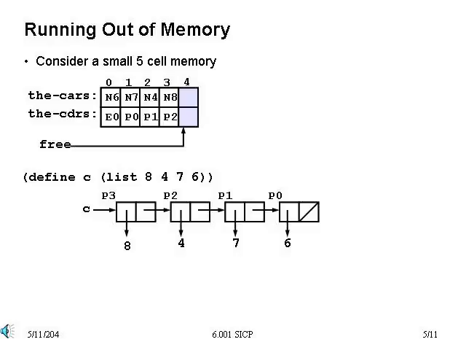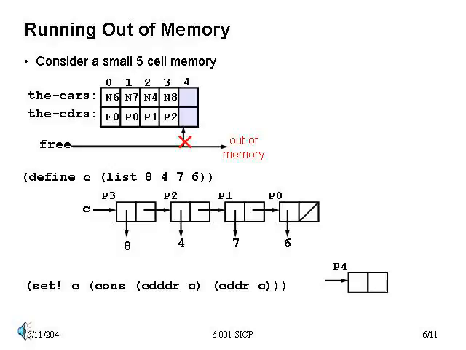Consider the following simple example. This is for, of course, a very small memory, but the idea is the same even when we get to much larger memories. Let's assume that we just have 5 elements in our memory, and we've already defined C to be the list 8, 4, 7, 6. And so it's generated up a list structure shown here. C points to pair 3, and it has within it all of the list structure that creates the things we'd like to have. Now, let's evaluate a set bang of C to be a cons of the cdr of C and the cdr of C.